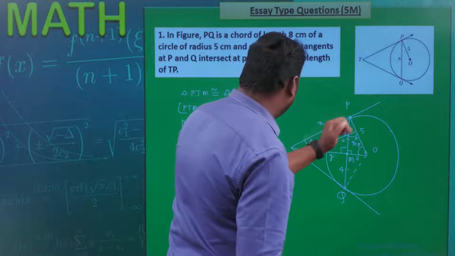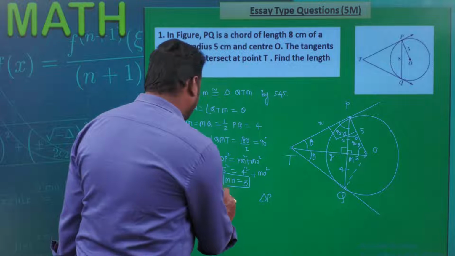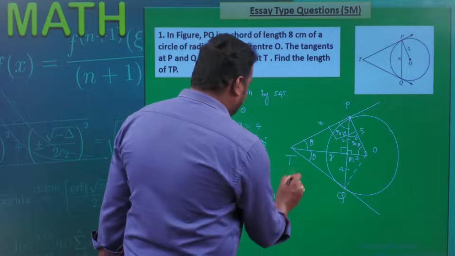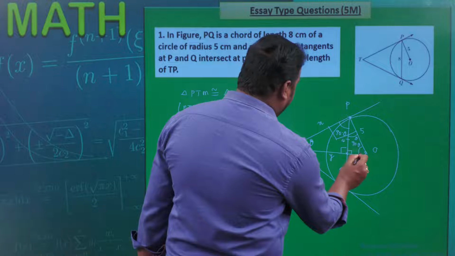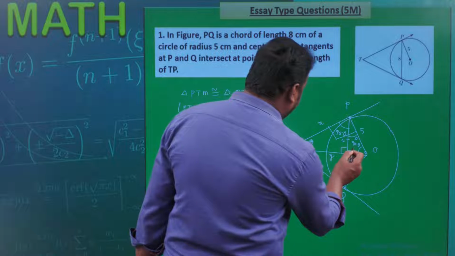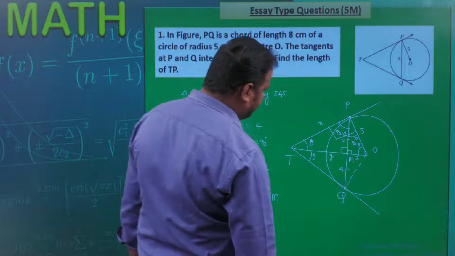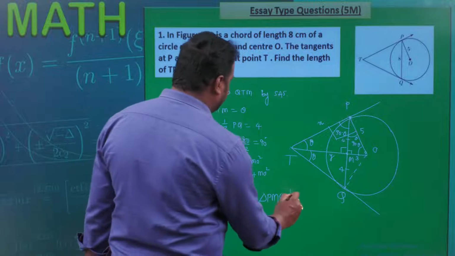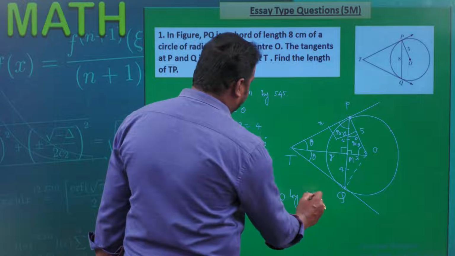So that 90 is at P. In this small triangle, 90 is located at M. Theta over, and 90 minus theta is this, that is O. And in this triangle, where is that 90 minus theta? Of course, 90 minus theta is O only. These two triangles are similar by AA similarity.